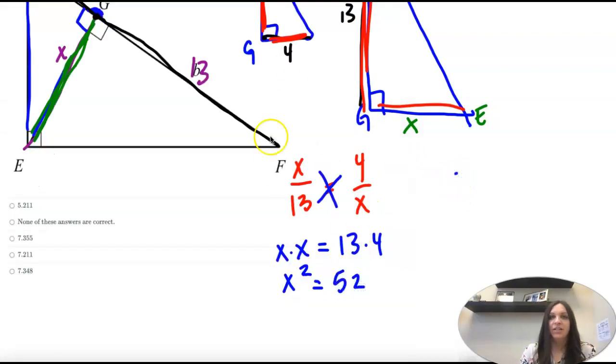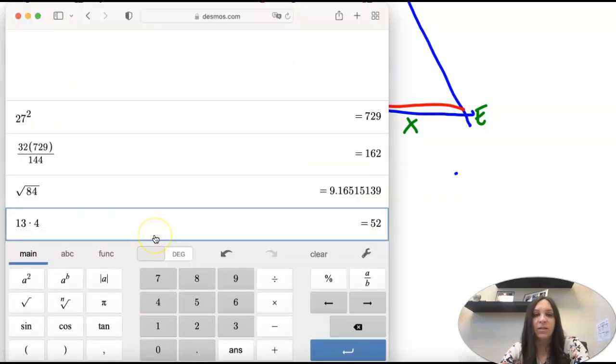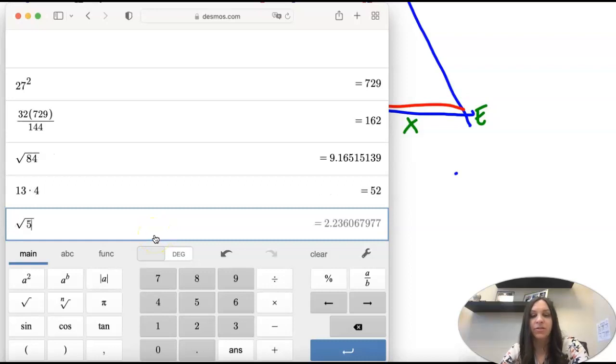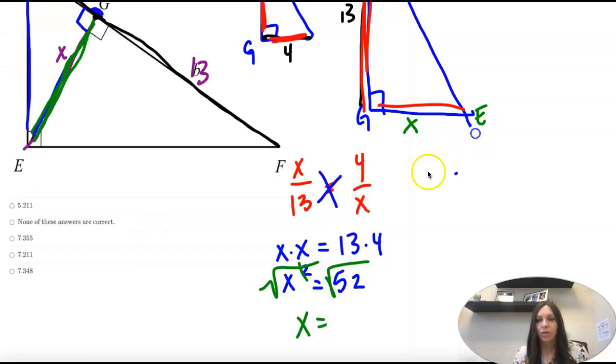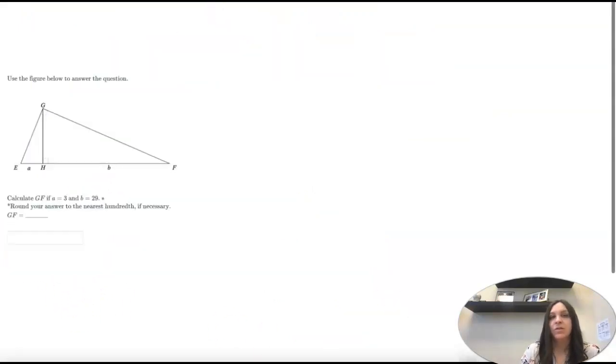And then to get rid of a square, we take the square root on both sides. So X equals the square root of 52, which is 7.211. There we go. So we have a couple that are like this. It's 3 triangles in one, and we need to find 2 similar triangles.